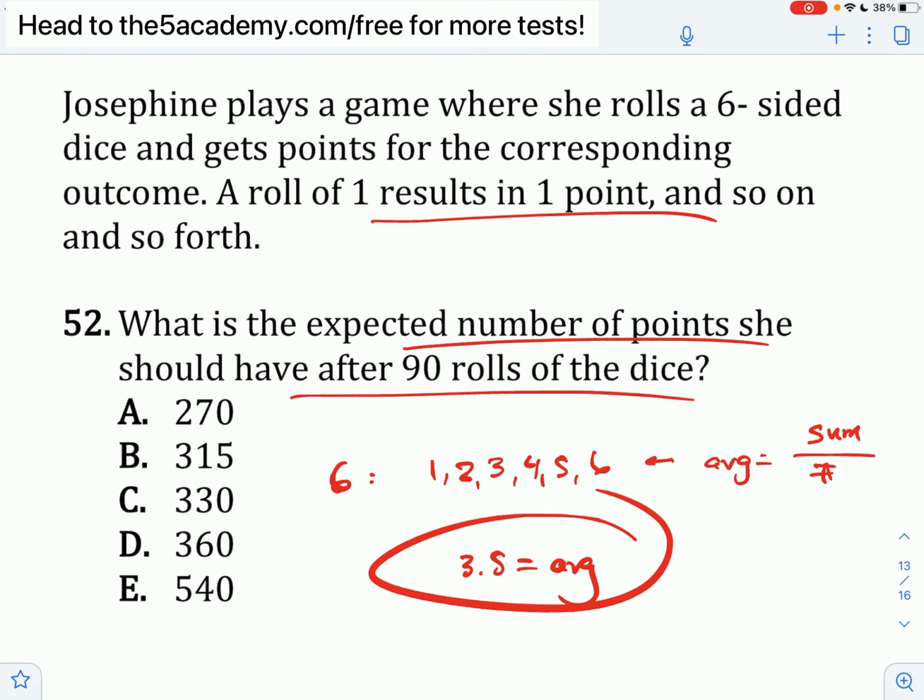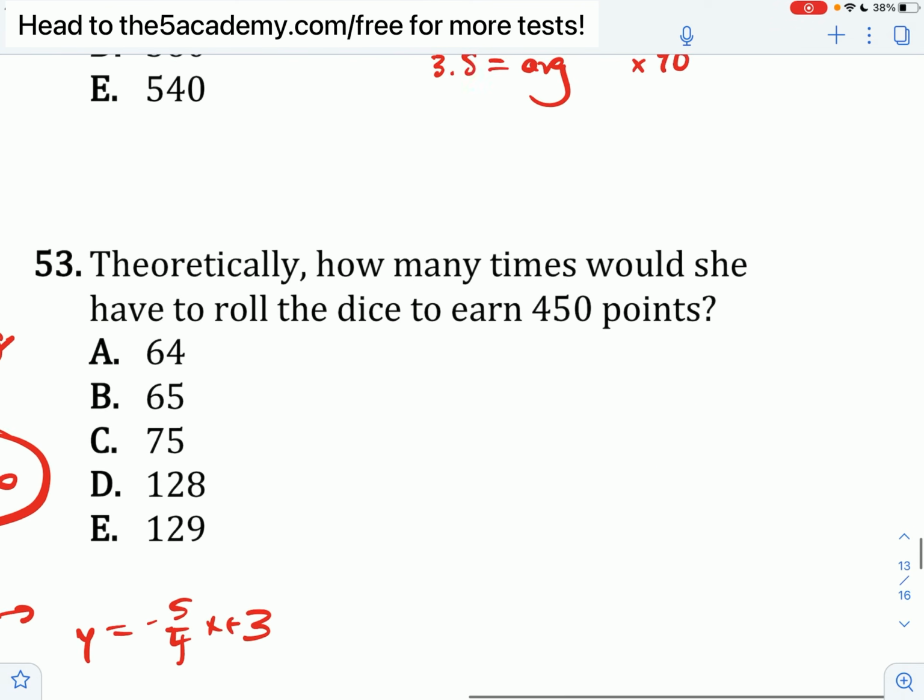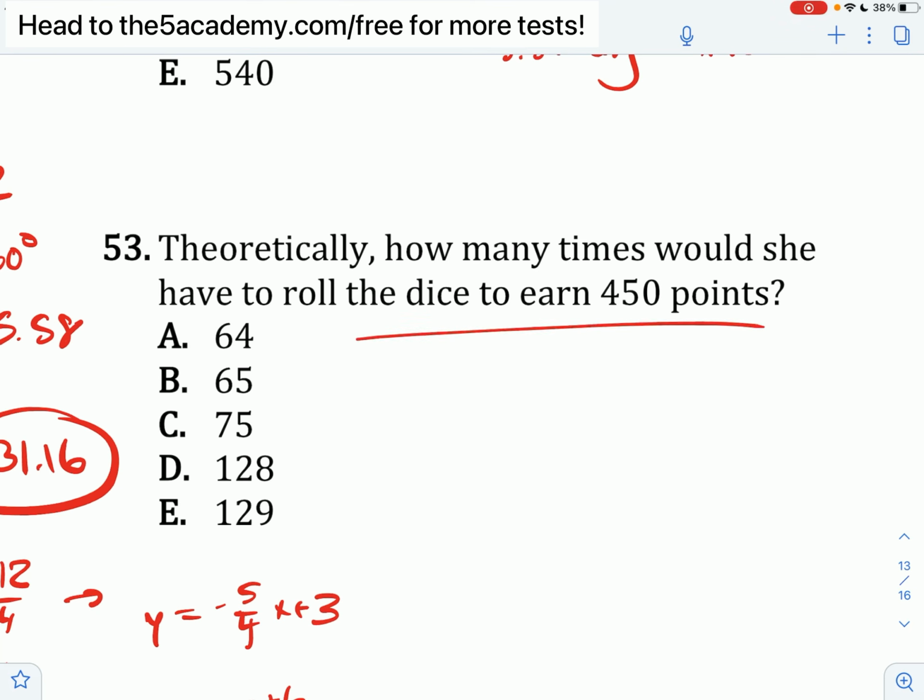You expect this on any given roll. Now we need to multiply this by 90. 90 times 3.5 is 315. So that's your answer. If you roll 90 times, you should get a sum of 315. Theoretically, how many times would she have to roll to earn 450?